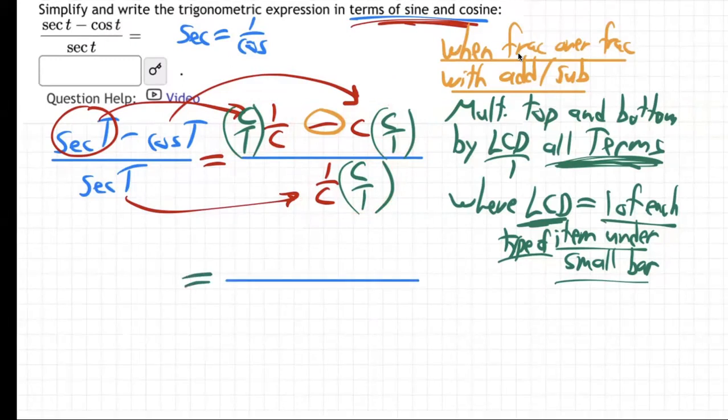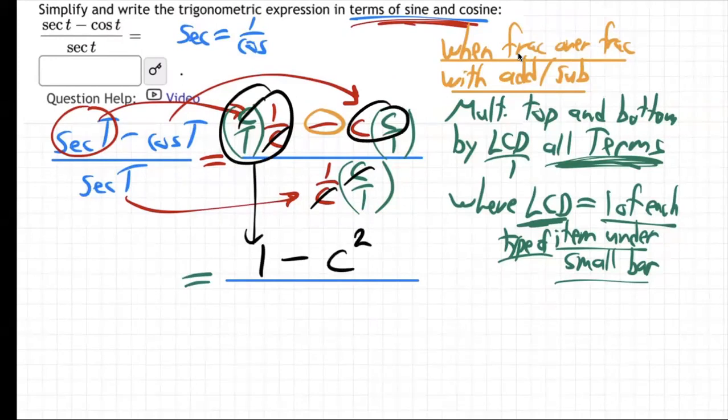Okay, what happens here? This C cancels that C, this C cancels that C. So what's left here? Well, that's just 1, right? 1 over 1 is just 1 minus. And what happens here? These C's multiply, C squared, right? Because they don't cancel. You see that?